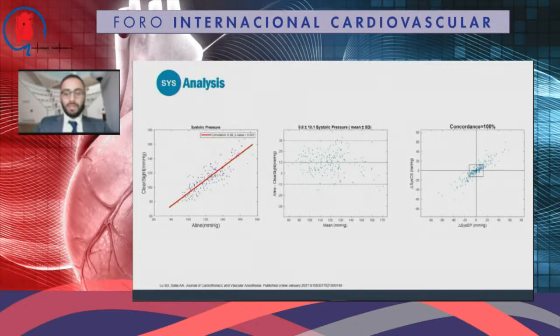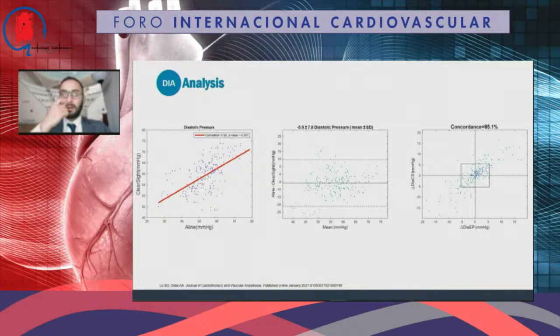All right, so we did the same with the systolic blood pressure. We see here that our systolic blood pressure both correlates and our Bland-Altman analysis, a very tight Bland-Altman analysis, along with our concordance of almost 100%. And we see here as well with our diastolic blood pressure, a similar situation in terms of our correlation, our Bland-Altman analysis, as well as our concordance.